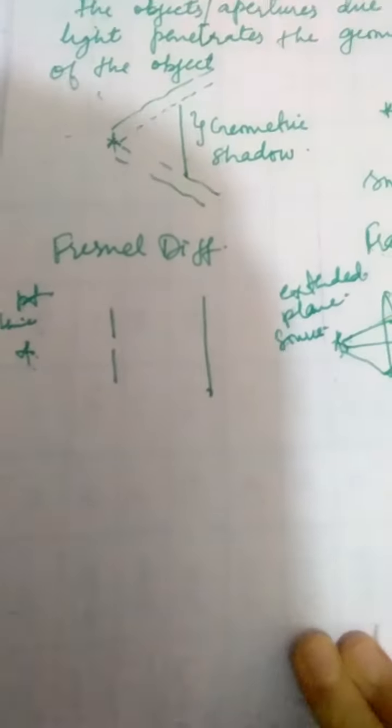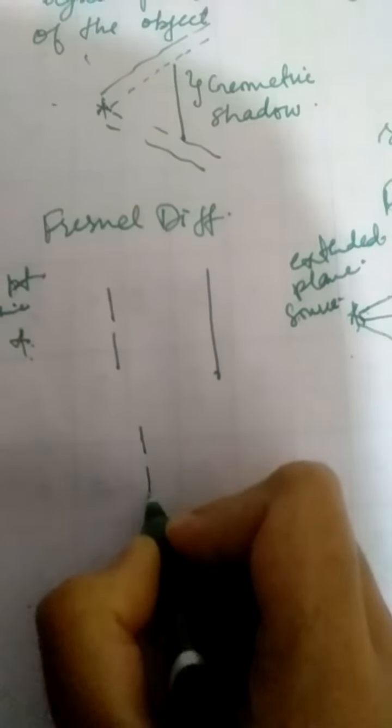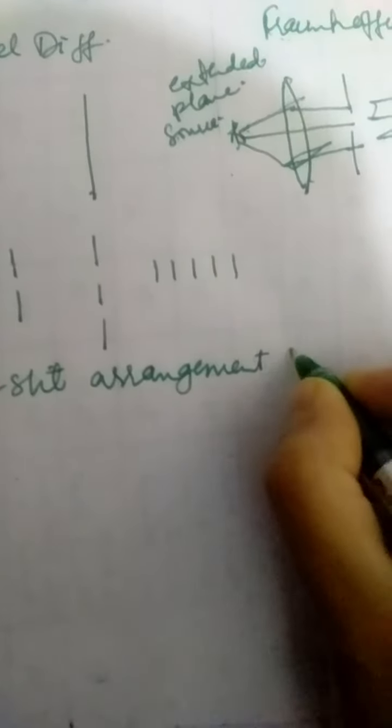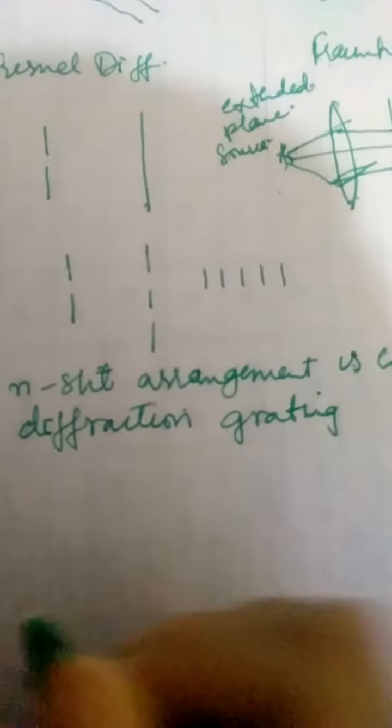Now what you have to study in your course is the diffraction pattern due to a single slit, due to two slits, due to n number of slits. We shall be doing that in great detail in the subsequent videos. An important example of n slit arrangement is called diffraction grating. So what is diffraction grating? It is an optical device with which we obtain the diffraction pattern, right?